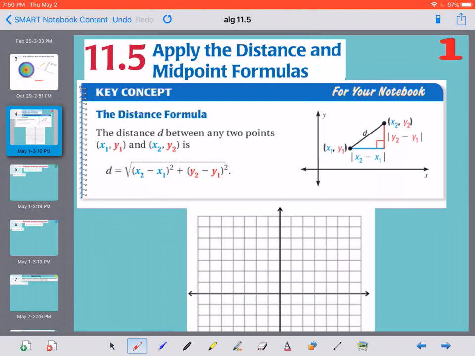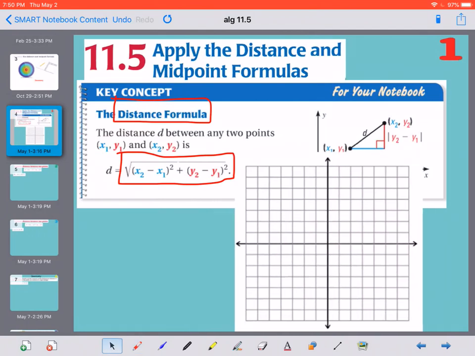Now what we're going to start with is the distance formula. The distance between any two points, (x1, y1) and (x2, y2), is given by the formula: the square root of (x2 minus x1) squared plus (y2 minus y1) squared.